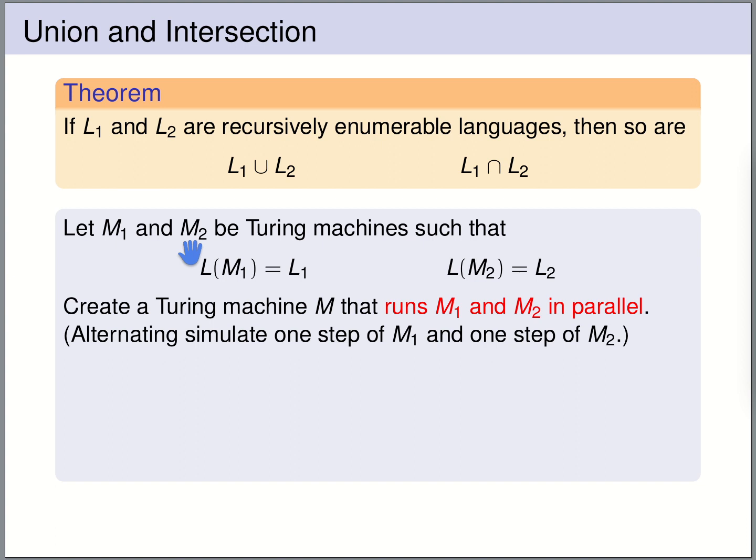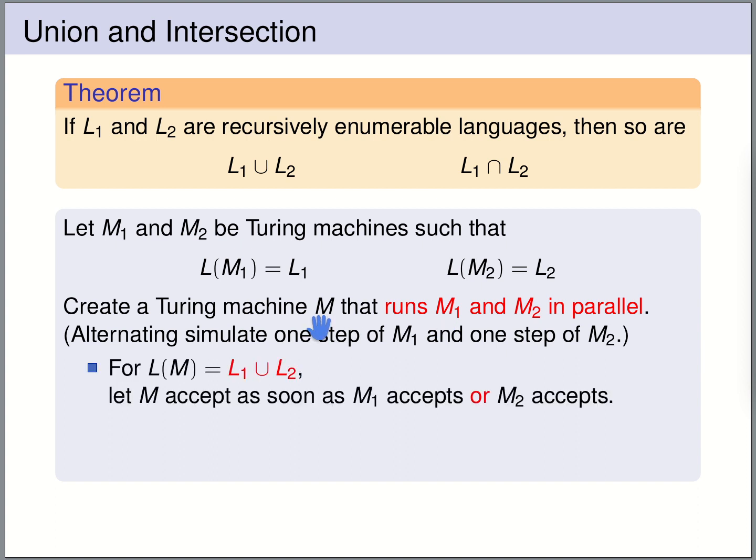We run both of these machines. We have to make sure that they don't influence each other, but this can be achieved by using a larger alphabet. For example, we can use an alphabet of pairs, where M1 only operates on the left entry of the pair and M2 on the right entry of the pair. And we now run them alternatingly, one step M1, one step M2, and our machine M accepts the input word if one of them, so either M1 or M2, accepts. So as soon as M1 accepts or M2 accepts, then our machine M accepts.